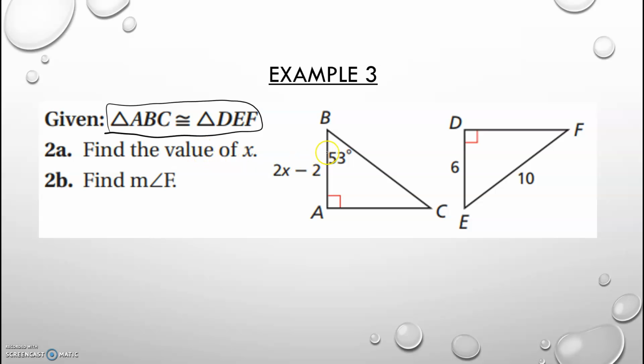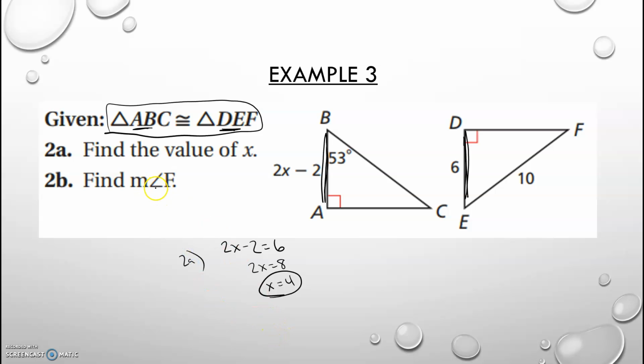They want x. So I see x right here. So AB goes with DE. So DE goes with AB. So we know 2x minus 2 has to equal 6. We're going to add 2 to both sides. 2x equals 8. And we're going to divide by 2, x equals 4. They did ask for the value of x, so that is your answer for 2a.